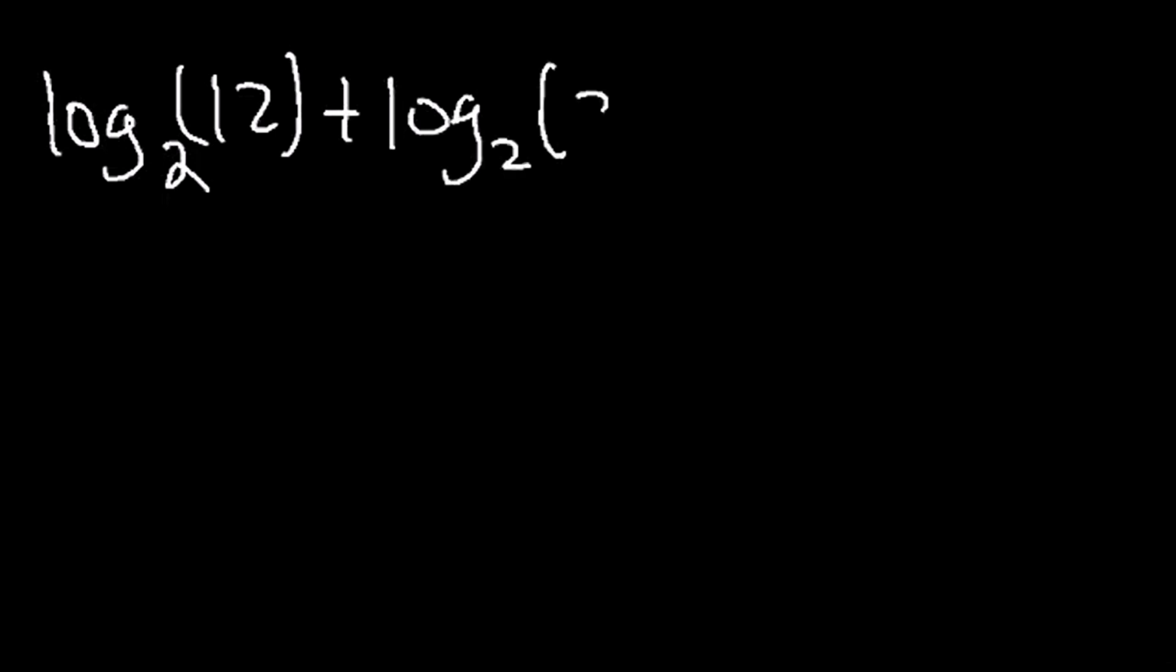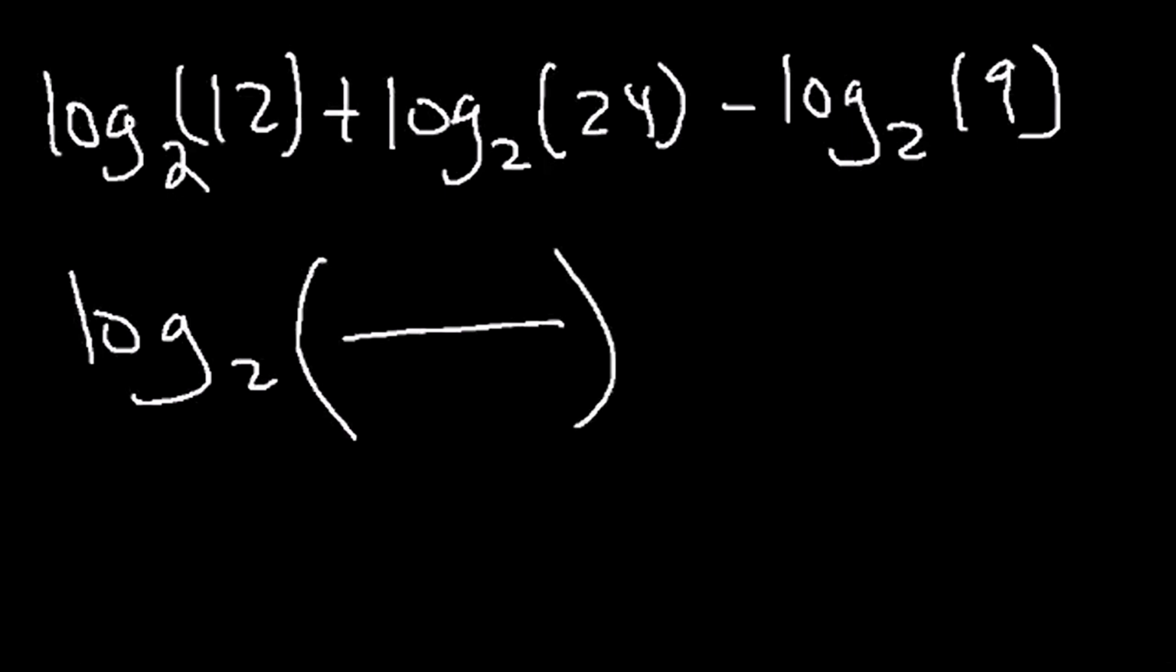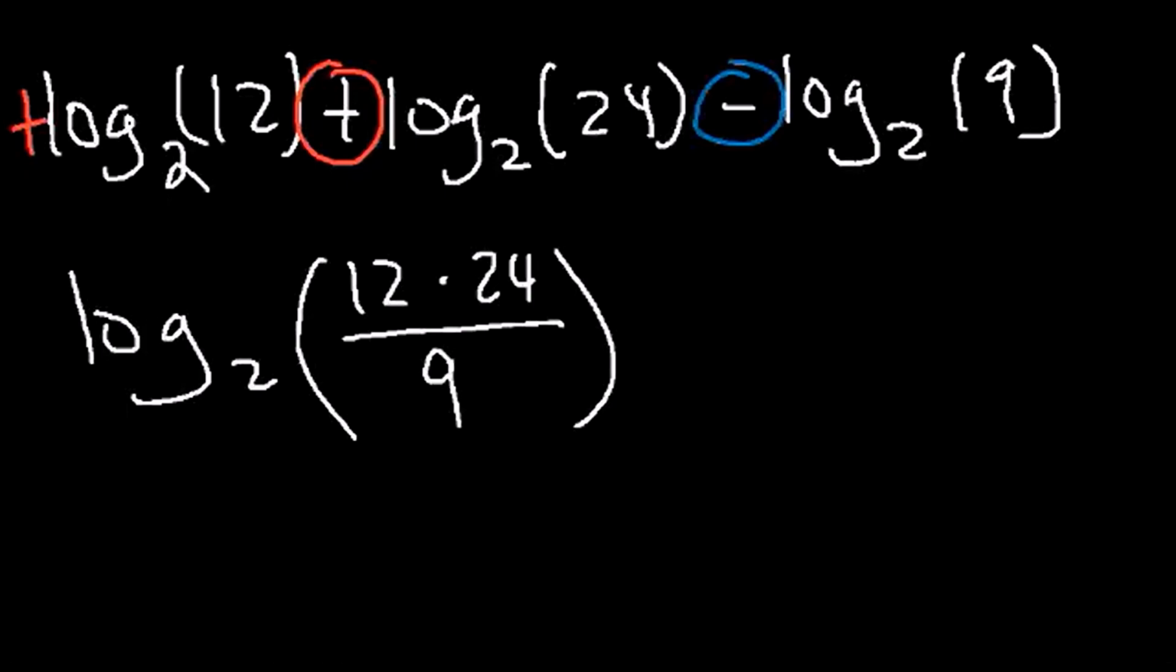Let's try another example. Try this one. Log base 2 of 12 plus log base 2 of 24 minus log base 2 of 9. Feel free to pause the video and see if you can get the answer. So let's combine it into a single log. The 12 and the 24 are associated with a positive sign, so it's going to be 12 times 24 on top. The 9 is associated with a negative sign, so we're going to put a 9 on the bottom.